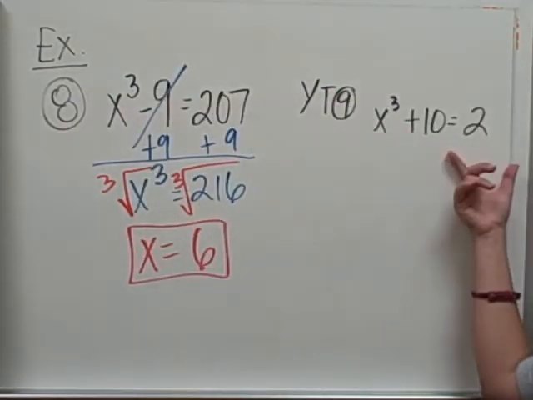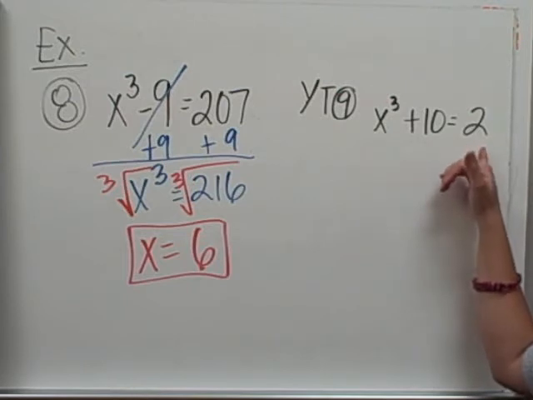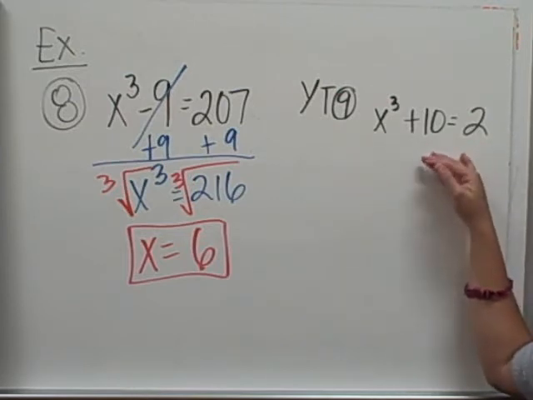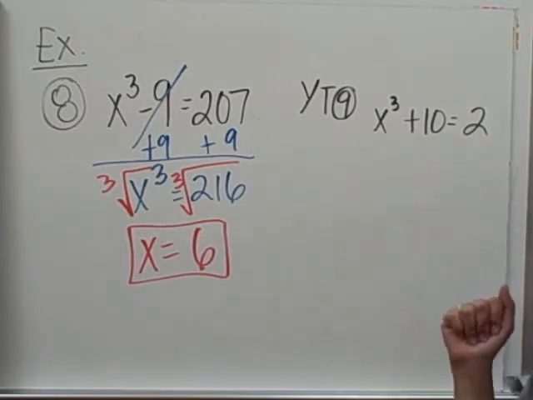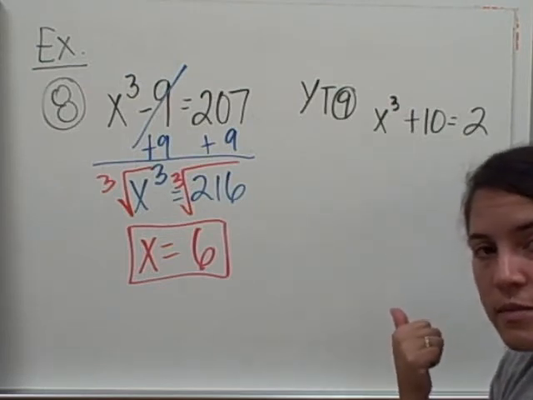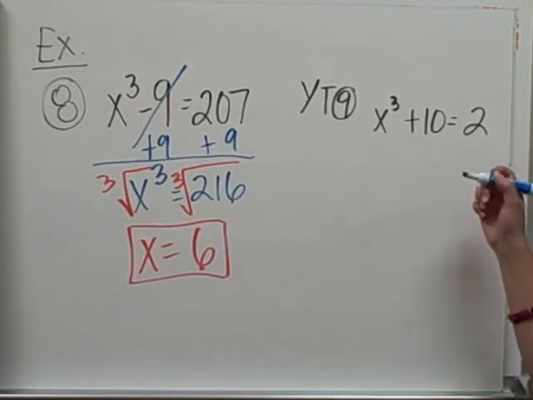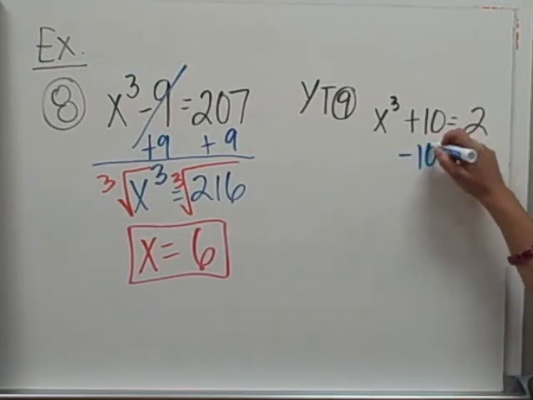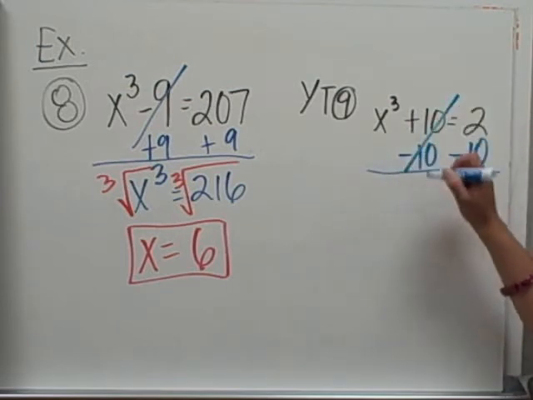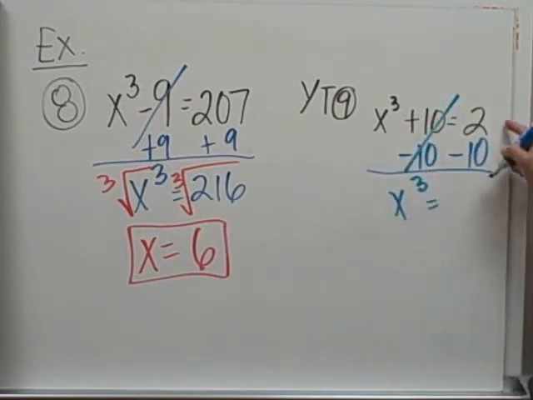All right, number 9, you try. x cubed plus 10 equals 2. So I want you to copy this down, press pause, and then when you're ready to see the explanation, restart the video. First thing I'm going to do is subtract 10 on both sides. 2 minus 10 is negative 8, because you have to touch twice.